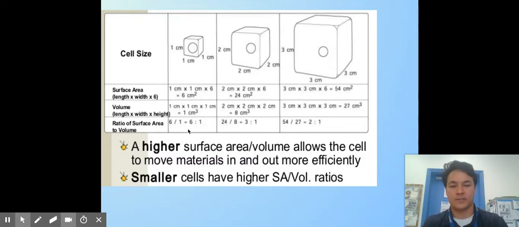All right, and this holds for all cell shapes. Same thing with a sphere or a circle, etc. Here, notice it's gone down to 2:1.